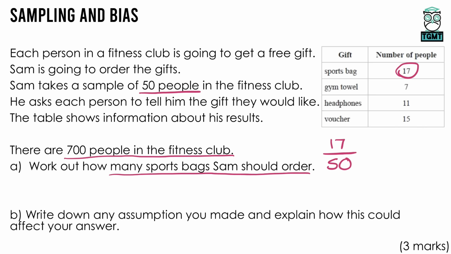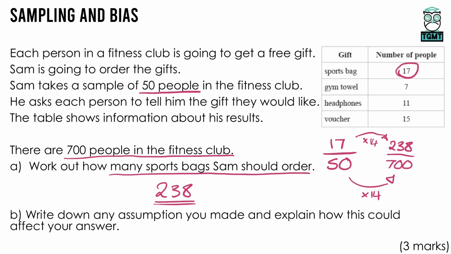So you could divide by 50 and times by 17, just doing a fraction of an amount. Of course, you could always look at this as a fraction out of 700 as well and make an equivalent fraction. Now 700 divided by 50 on the calculator tells us that we need to multiply by 14 to make that equivalent fraction. So if we do the same to the top as well, 14 times 17 is 238. So there we go, our answer would be 238.